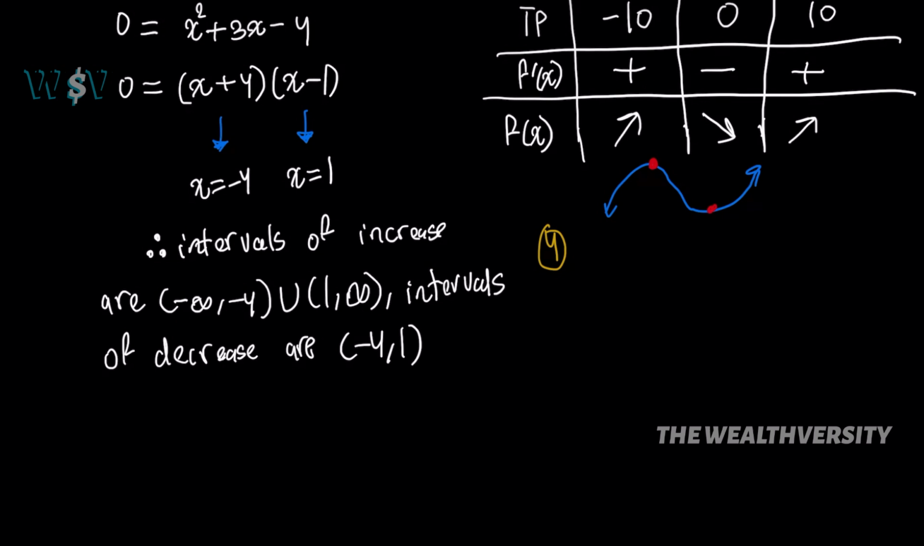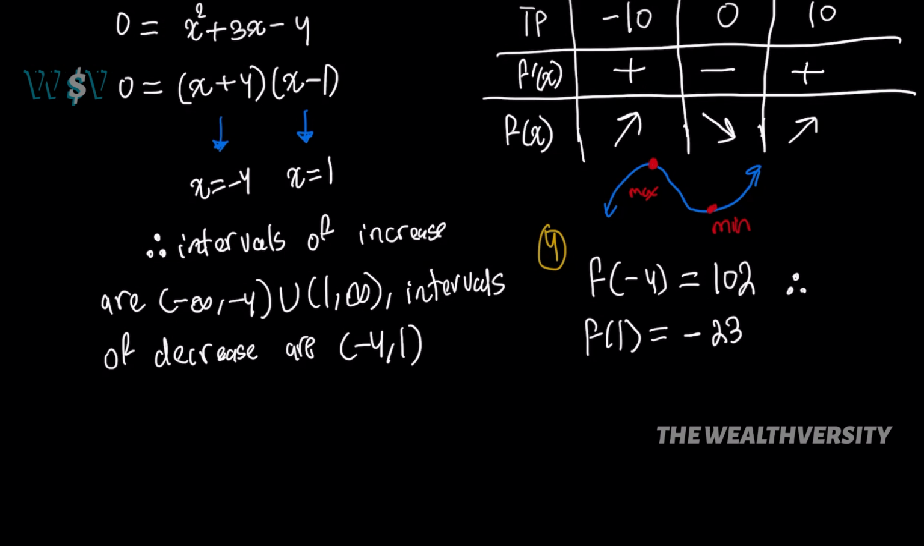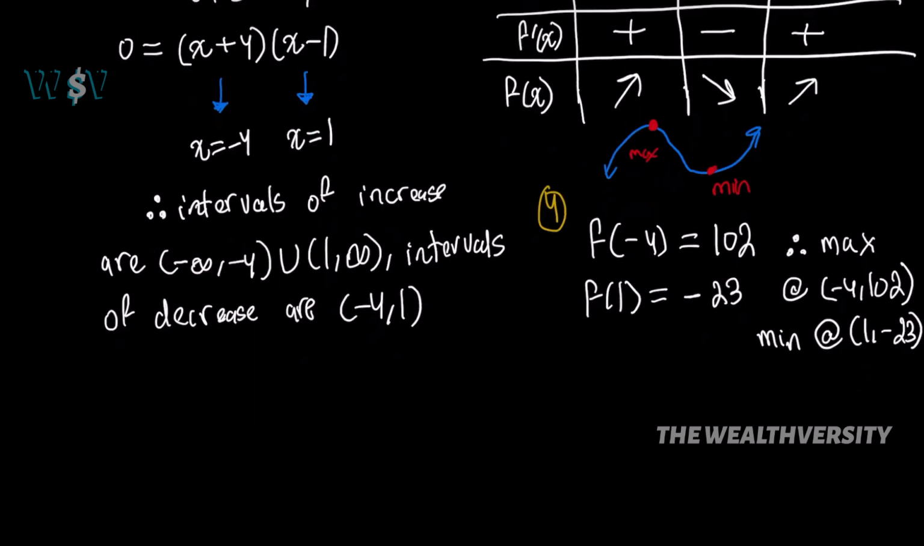The fourth step is finding the maximum and minimum points, which occur when there is a change in the intervals of increase and decrease. Since there is a change of increasing to decreasing at -4, we have a maximum, and there is a change from decreasing to increasing at x is equal to 1, so we have a minimum. We sub -4 and 1 into the original function and get that the maximum occurs at 102 and the minimum occurs at -23. So our maximum point is (-4, 102), and our minimum point is (1, -23).